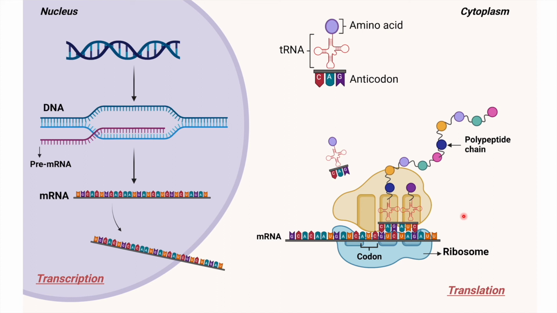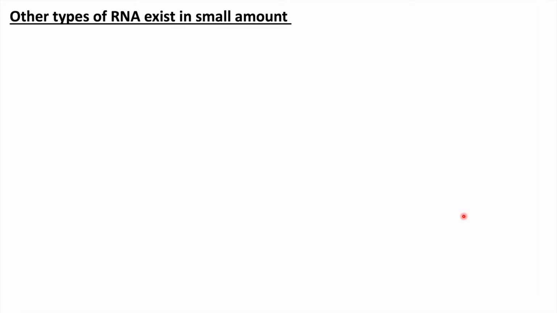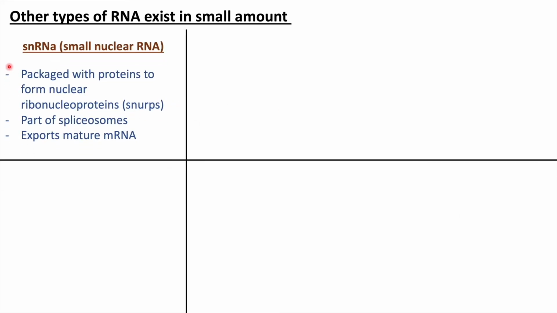Now, other than the 3 major important RNAs, there are other types of RNAs which also exist in small amounts. One such RNA is called small nuclear RNA, snRNA, and this RNA is packaged with proteins to form small nuclear ribonucleoproteins, which are also called snRNPs, and it is part of spliceosomes, important in the splicing process, which we are going to talk about in a subsequent lesson. It is important for post-transcriptional modification, and it is also important in exporting mature mRNA from the nucleus to the cytosol.